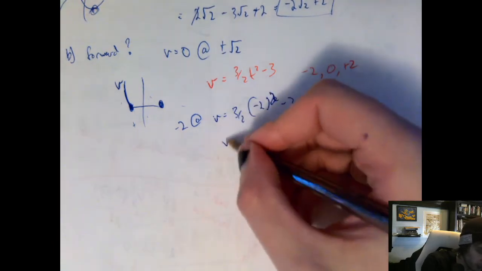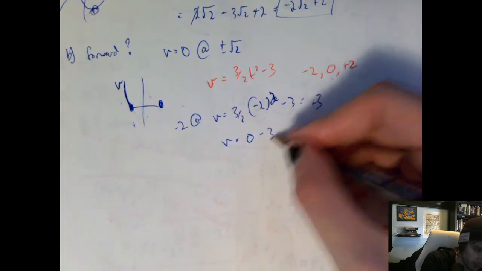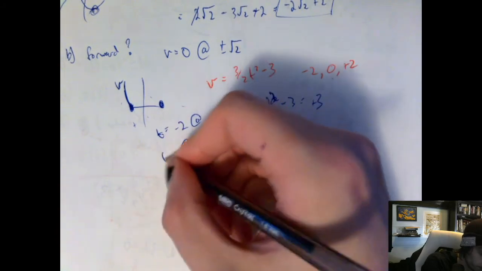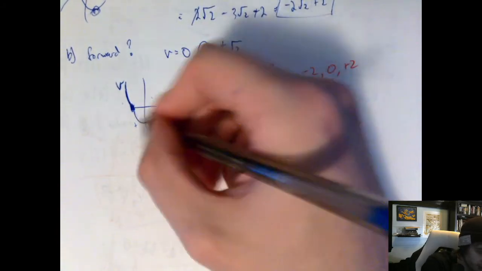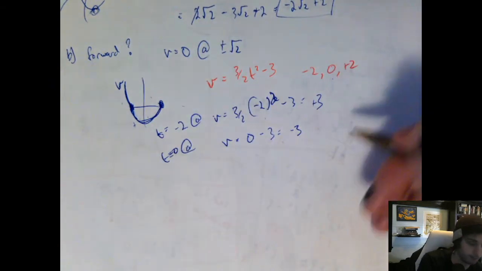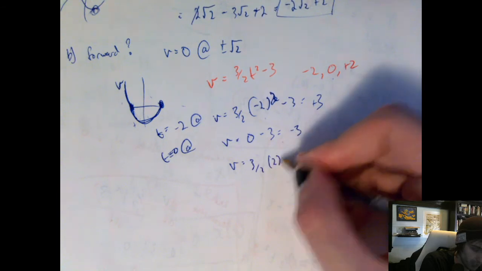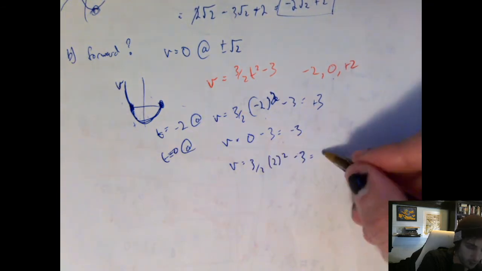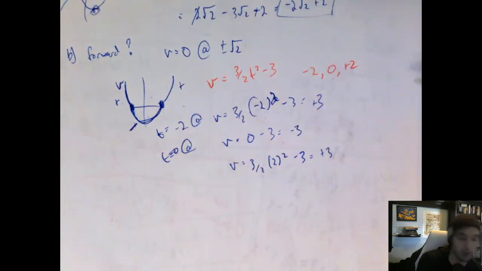For 0, which is the between point, we've got v equals 0, because we've plugged in 0 for t squared, minus 3, so -3. So for t equals 0, it's negative. So between these 2 points, our velocity is negative. Plugging in +2, -2 and +2 squared are the same thing. So we'll still get 4 times 3/2, which is still 6, so +3. So in this section, our graph is positive. So we've got positive, negative, positive.